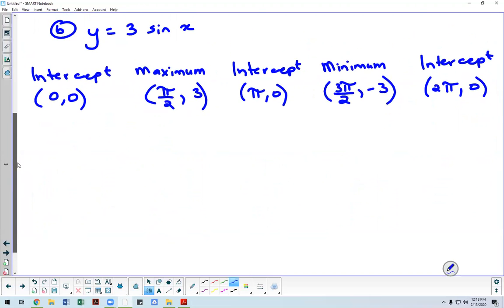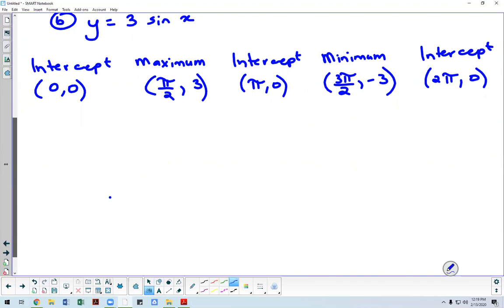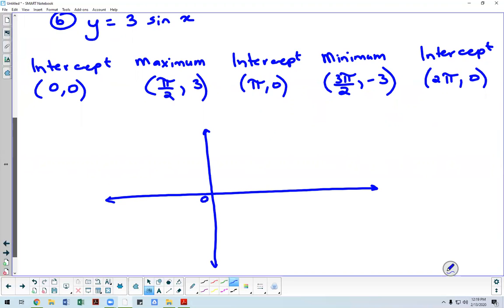Okay, so let's see if we can get these points. They didn't really specify an interval that they wanted to graph this on. So normally in that case, we just go from 0 to 2 pi, which gives you that one period, right, for your function. So in this case, let's say we're starting at 0, pi halves, pi, 3 pi halves, and 2 pi.